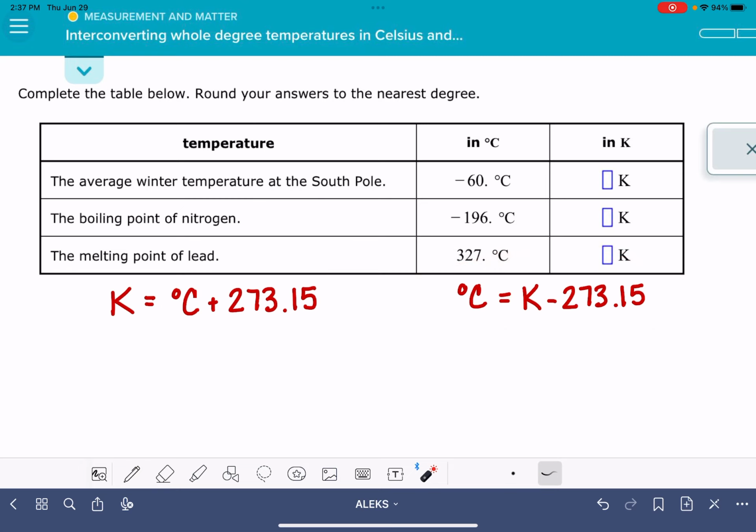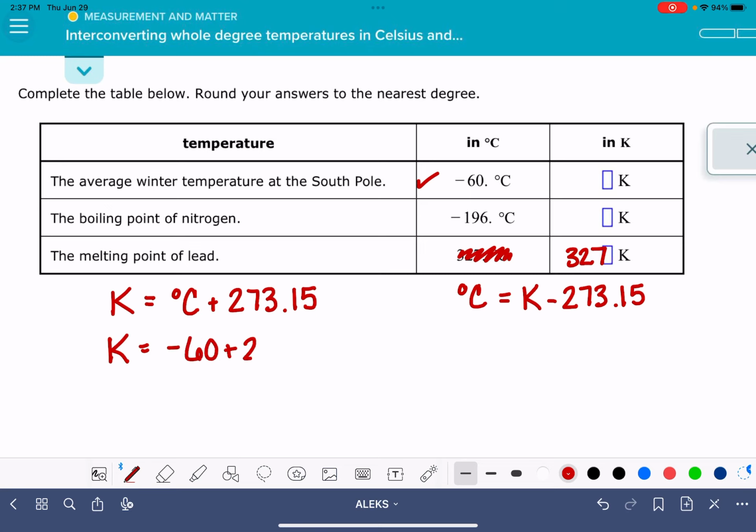And let's just go ahead and pretend like, for this one right here, I've been given the temperature 327 Kelvin and I'm being asked to convert it into Celsius so that we can do one of each. So for this first one, I would just simply take that temperature, which is -60, and I would add 273.15, and that is going to give me 213.15, and that unit is Kelvin.